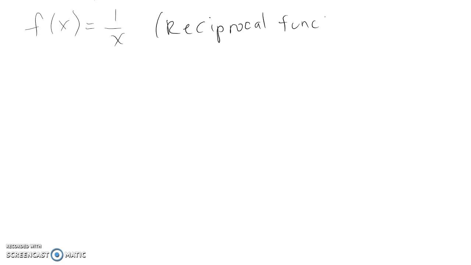Recall that if you have a function, you can use the notation f of x, remembering that this does not mean f times x in the usual way that parentheses do. This is a second use of parentheses. So f of x equals 1 over x is also known as the reciprocal function. Why is this a function? Well, for any x that I can pick in its domain, I get only one y.